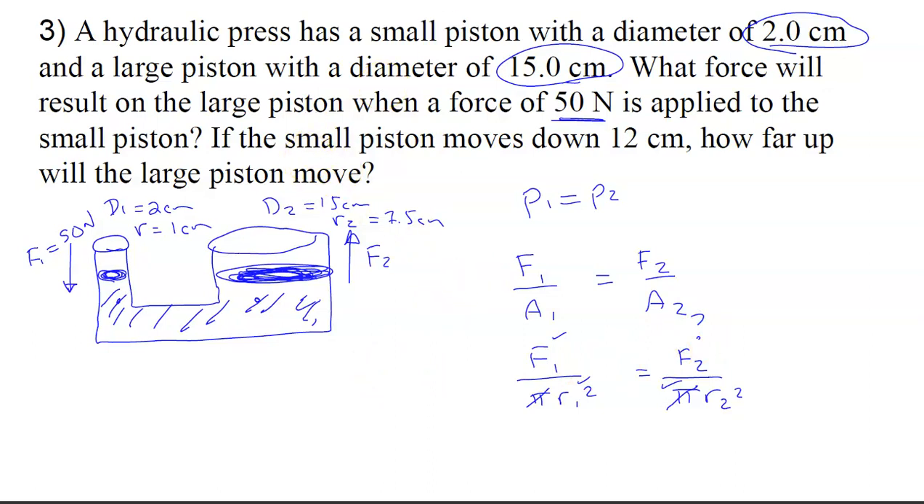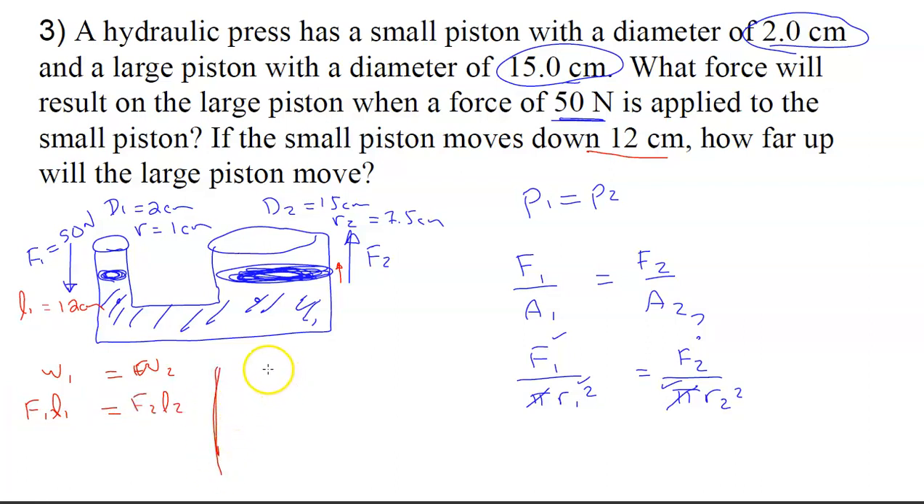Now, this second part of it right here, they're asking about the distances that this is going to move. So if one side goes down 12 centimeters, I'm going to call that L1. Length 1 is 12 centimeters. This one's going to go up some amount right there. And there's 2 ways to get this. You can either say that the work done on side 1 has got to be equal to the work done on side 2, and of course work is force times distance, and this would be F2L2.